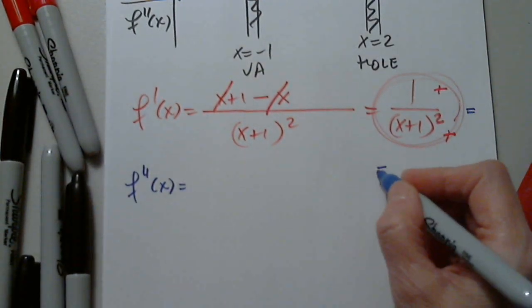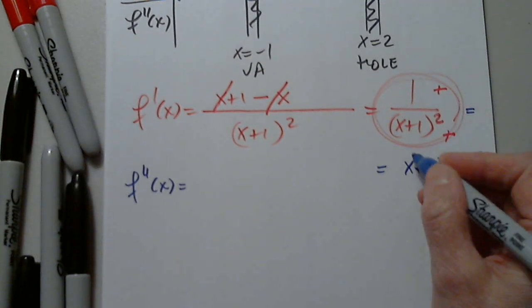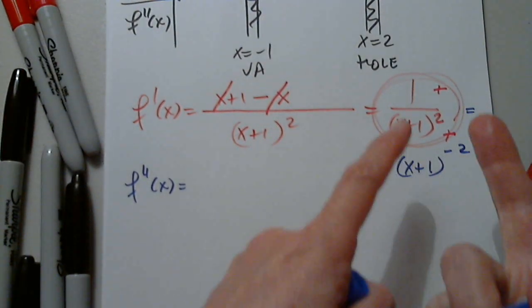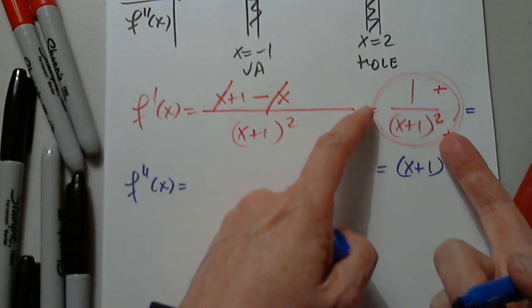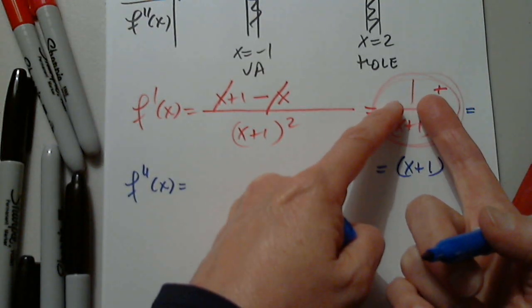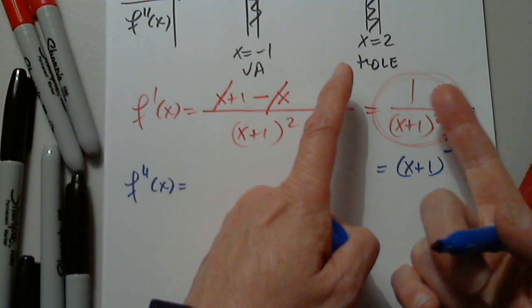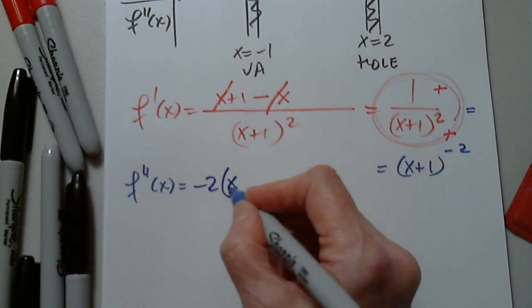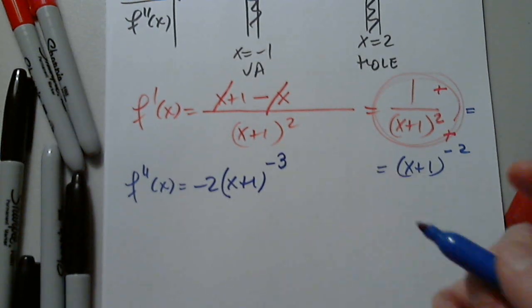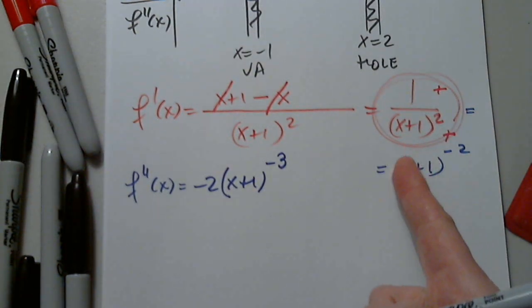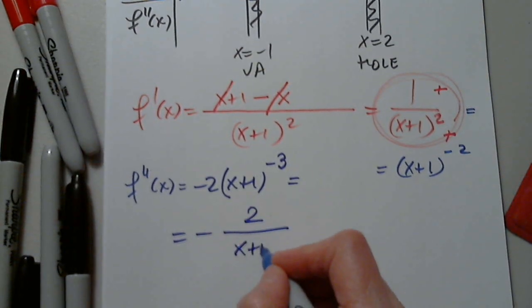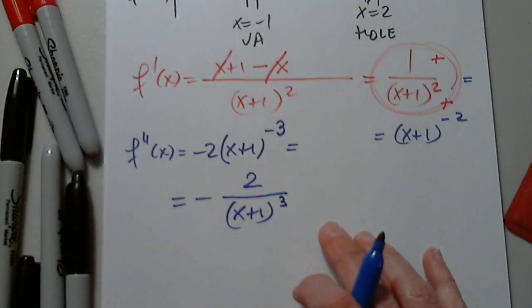But I will change, at least in my mind, I will change this to this because this is easier to differentiate. I'm not going to differentiate a fraction that has a number at the top. It's a waste of time. Or we could make an error. So bring down negative 2, subtract 1 from the power times the inner function prime, which is 1. So this is negative 2 over x plus 1 to the third.